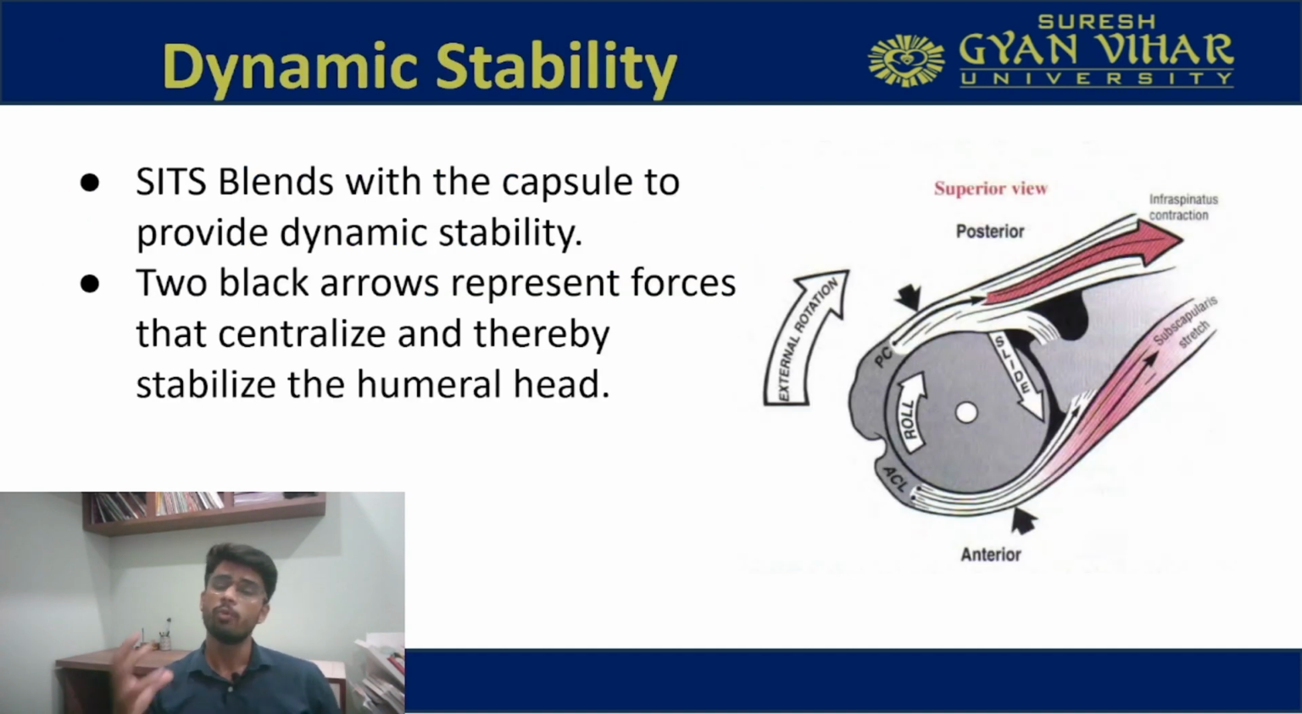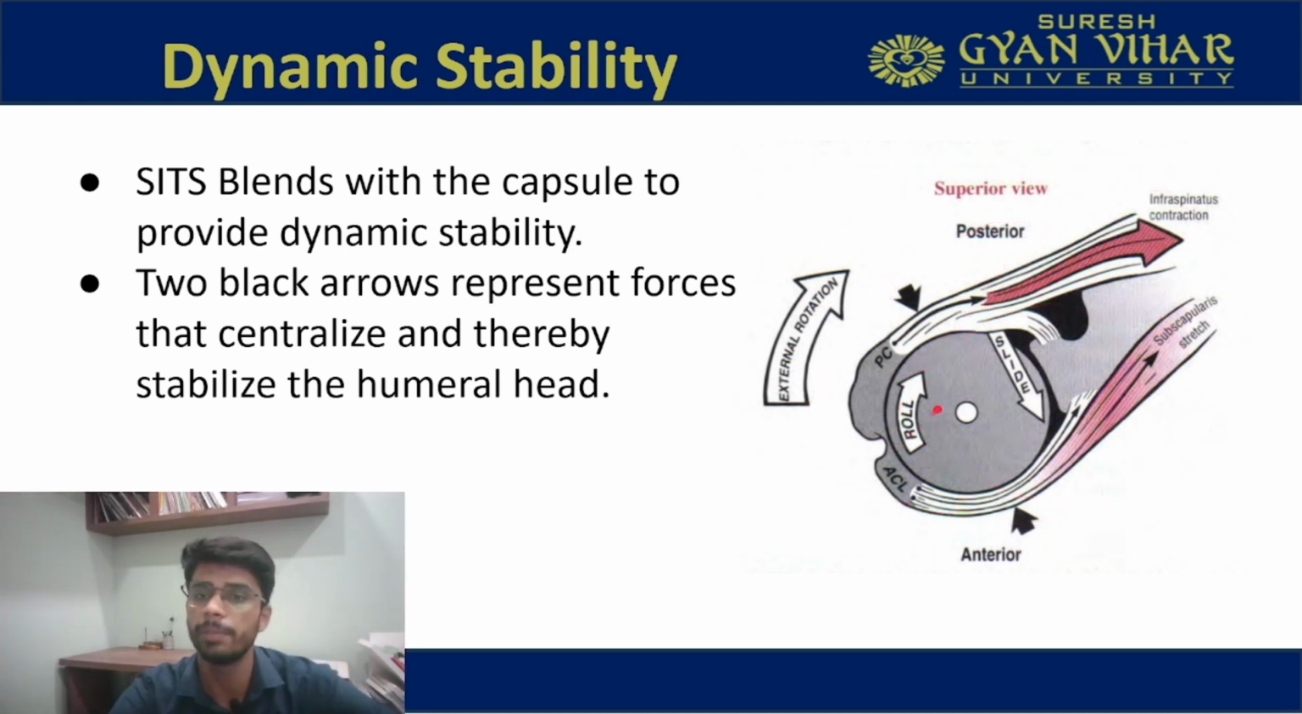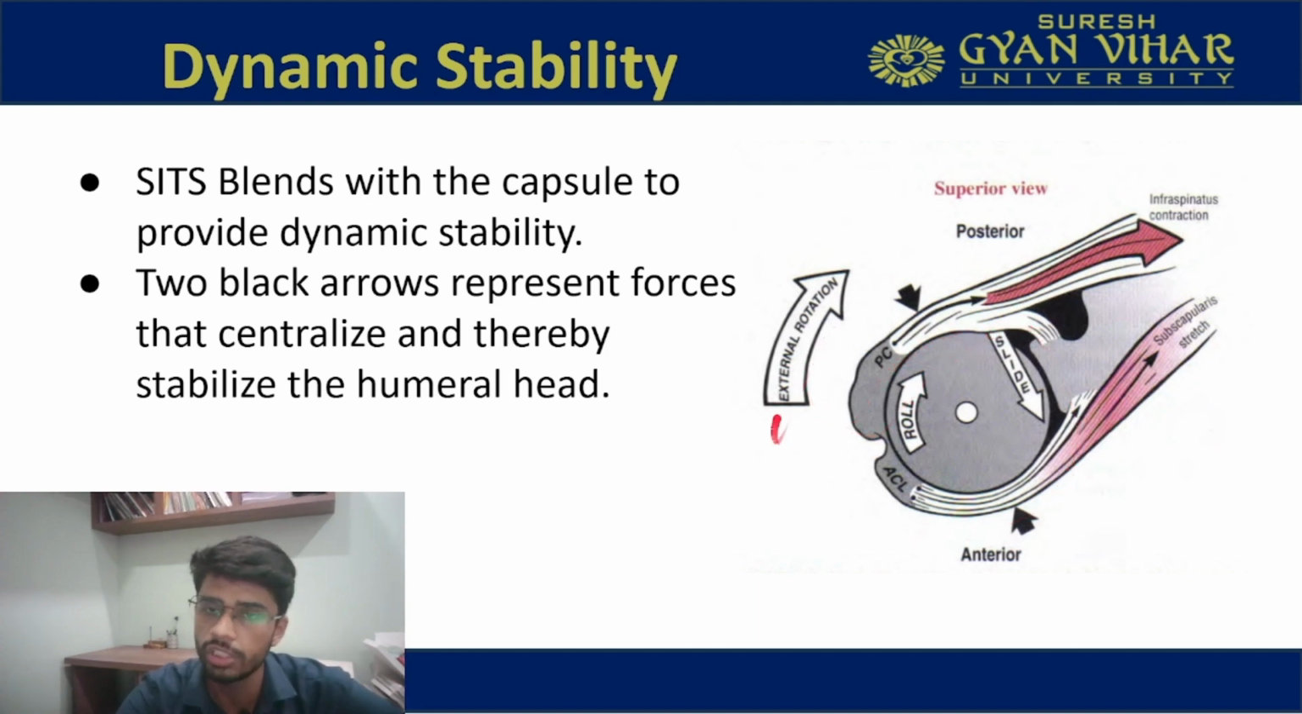First of all, your supraspinatus, infraspinatus, teres minor and subscapularis come and blend with the capsule in order to provide the dynamic stability. Let's understand this by this example. You can see this is the head of the humerus, and it is rolling. The external rotation is happening, so rolling is occurring in the posterior direction. This is the anterior side, this is the posterior side. Here the infraspinatus muscle is contracting.